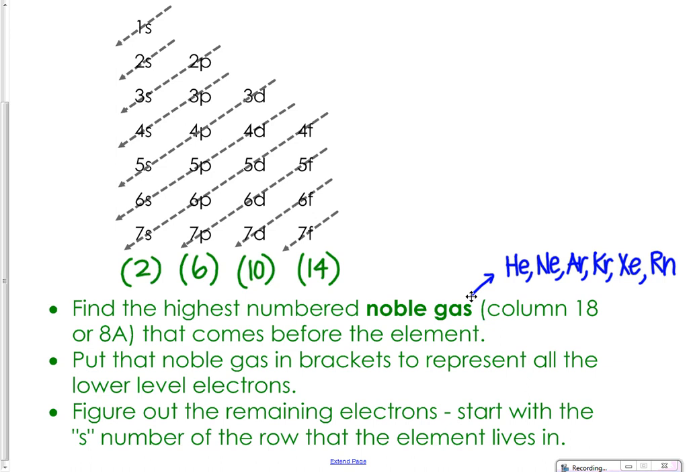Now, what you're going to do is find the noble gas with the highest number that comes before the element you're trying to do. You're going to put that noble gas in brackets. Brackets are not parentheses; brackets have square corners. And those are going to represent all of your lower level electrons. I'll explain this as we do an example, and then you just have to put the remaining electrons in.